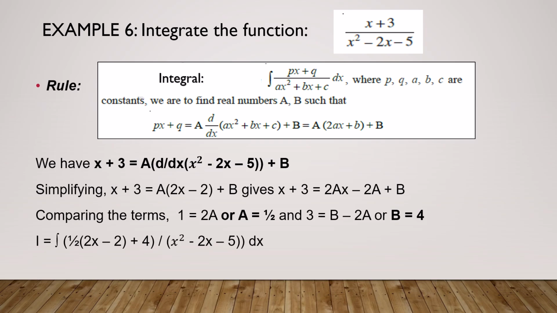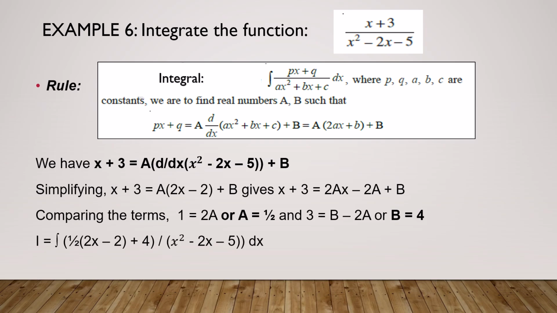That you write it as some a into the derivative of x square minus 2x minus 5, which is the denominator, plus some another constant b. So now simplify. A plus 3 is equal to a into the derivative, which will be 2x minus 2, plus b. So now you are getting the left hand side and right hand side. You just compare the terms having x and the constant term.